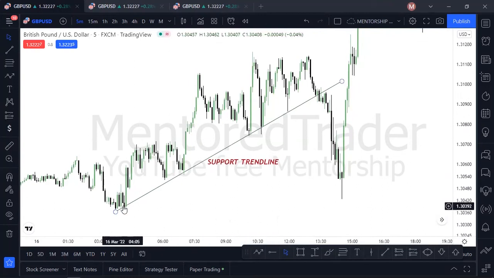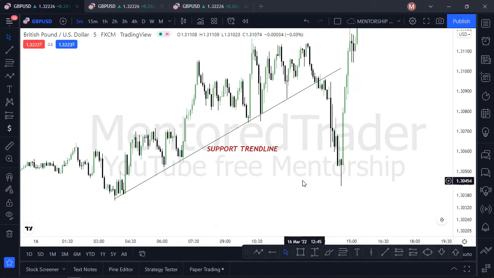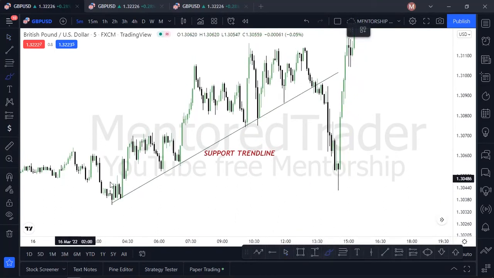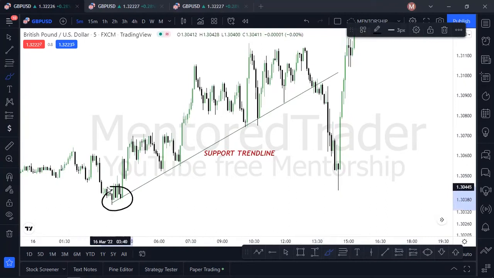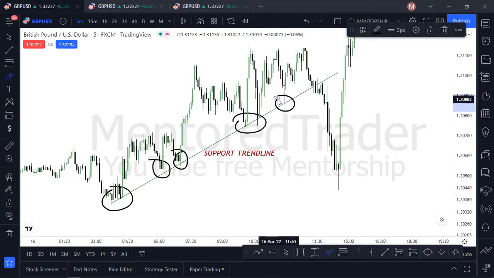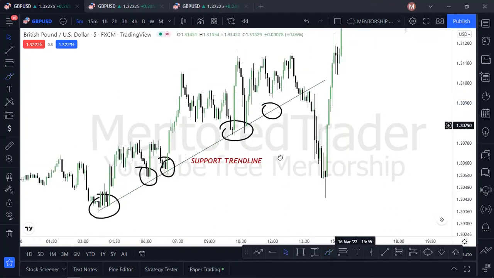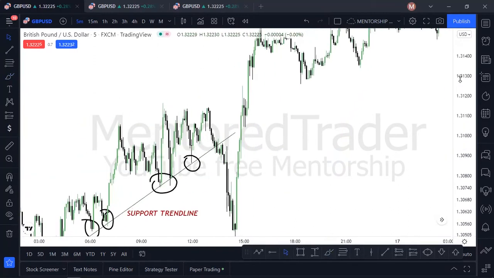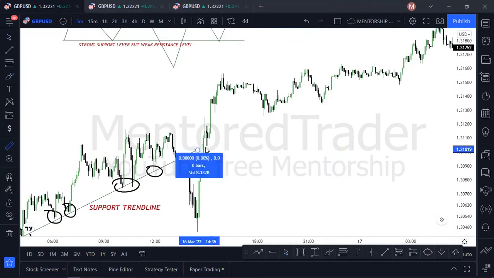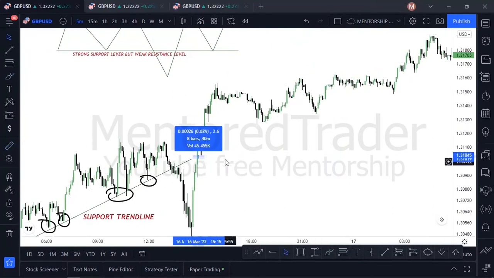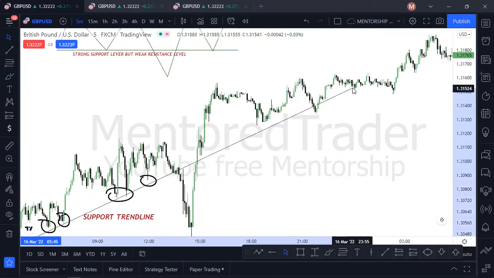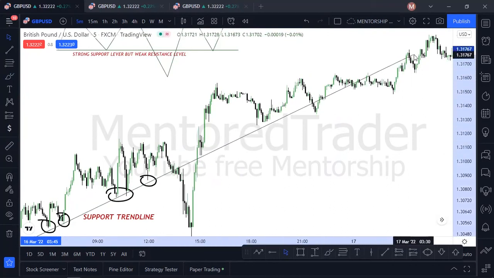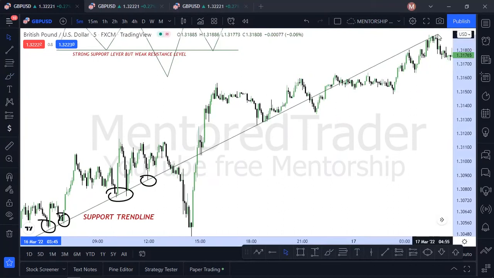We have a low. For a support trend line, you look at the lows, sorry, higher lows. We have a higher low, another higher low, another higher low, then higher low, then higher low. If we move forward, you will see that this level is a strong support and resistance trend line.